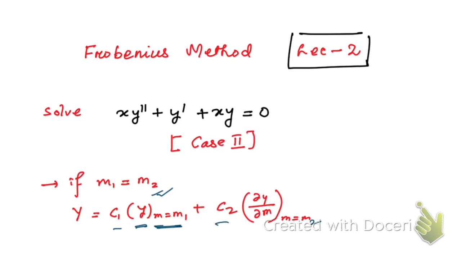Then c2 into the partial derivative of y with respect to m, at m equal to m2. That means we're going to put the value of m1 and m2, whatever roots we have, into the expression of this. Here c1 and c2 are constants. Okay, now let's start.